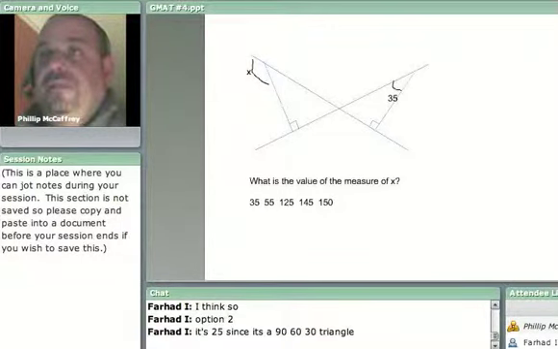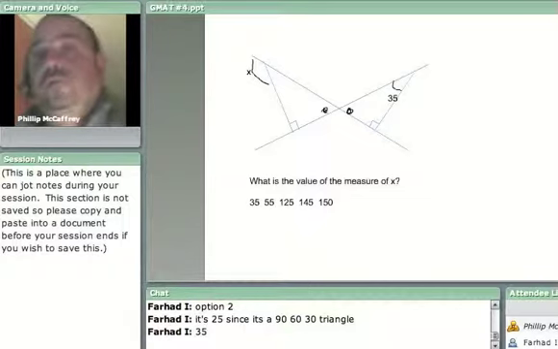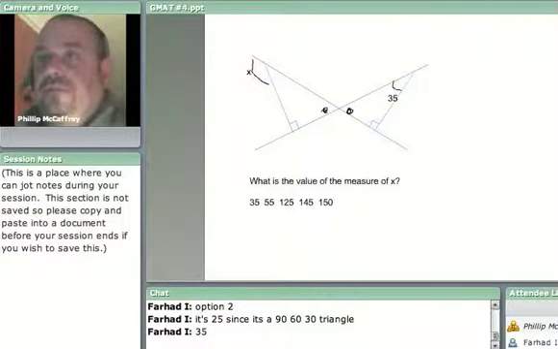30, 60, 90 triangle. Okay. Well, X is this big angle here. So remember when we have two intersecting lines, they're opposite angles. They're called vertical angles, though that name is not tested. They're equal. So the big angles are equal to the big angles, and the smalls are equal to the smalls.